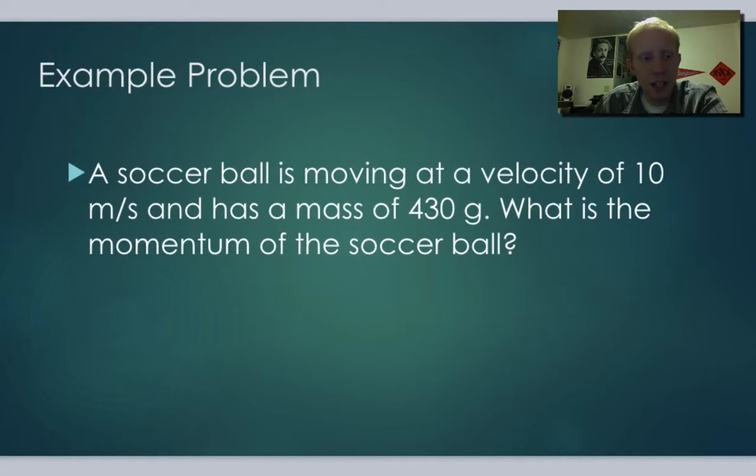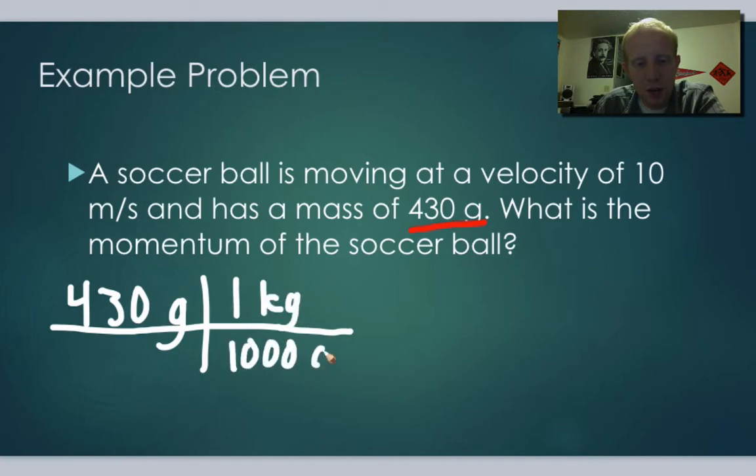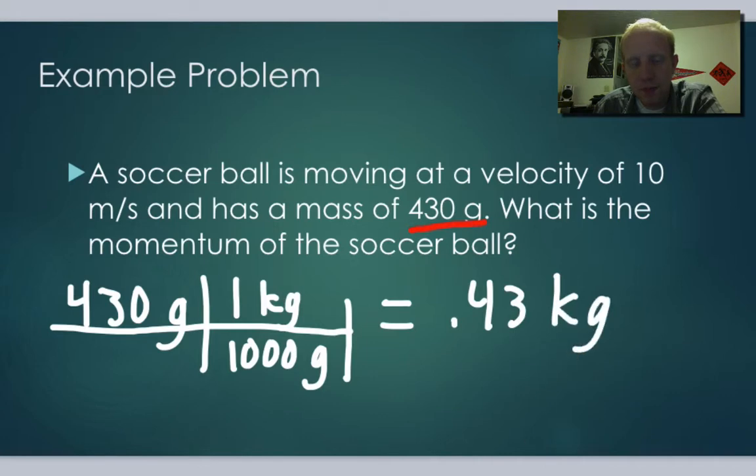The main thing that you need to do is convert this into kilograms before you start. If you remember, we'll use our little conversion table, so 430 grams, we'll times that by the fact that 1 kilogram equals 1,000 grams. So basically 430 divided by 1,000, that's going to give us 0.43 kilograms. So that's our mass.